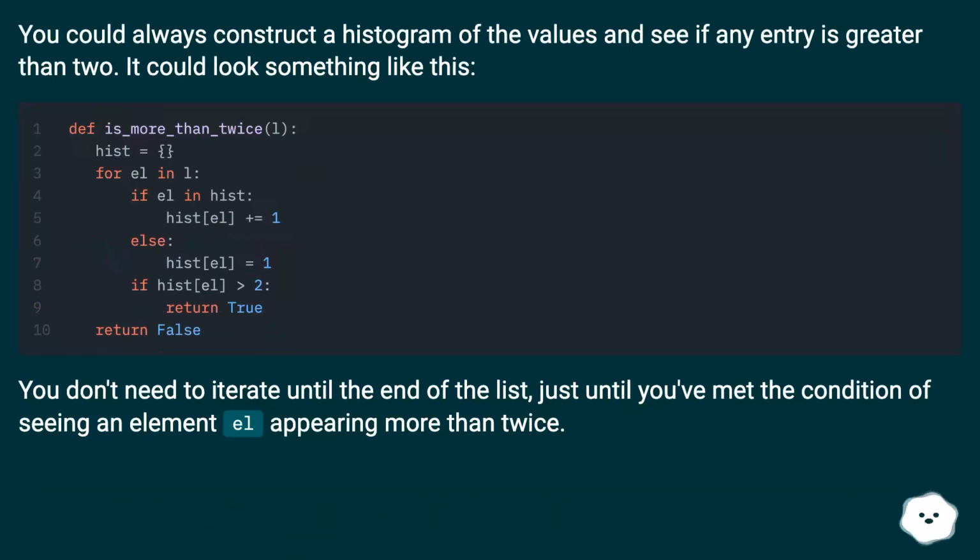You could always construct a histogram of the values and see if any entry is greater than 2. It could look something like this. You don't need to iterate until the end of the list, just until you've met the condition of seeing an element L appearing more than twice.